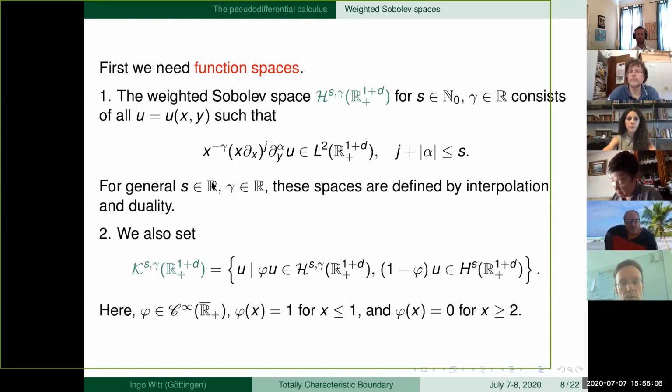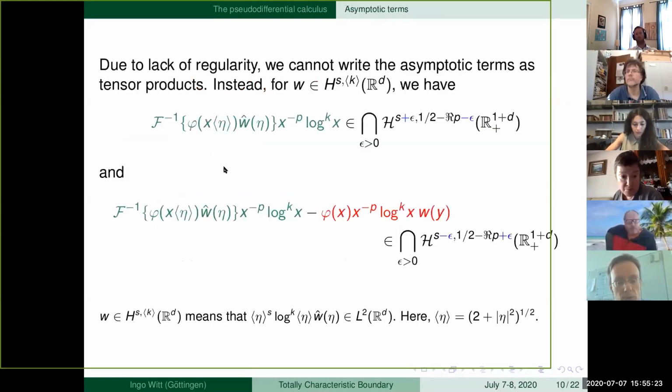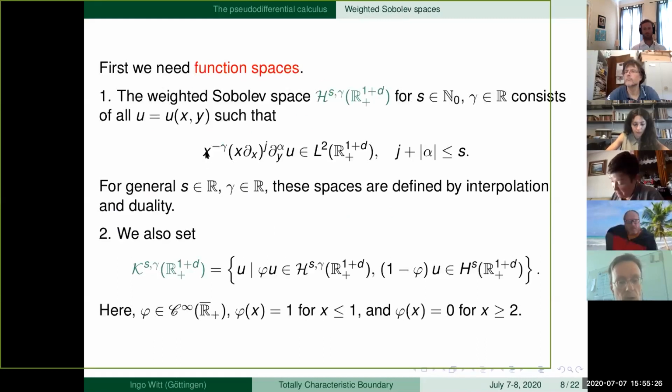We start with weighted Sobolev spaces in the half space R^(1+d)_+. They depend on two parameters, gamma and s, and in case that s is a non-negative integer, the definition is here. You can see that in that line. And then for general s in R, we get the spaces by interpolation and duality, or using the Mellin transform.